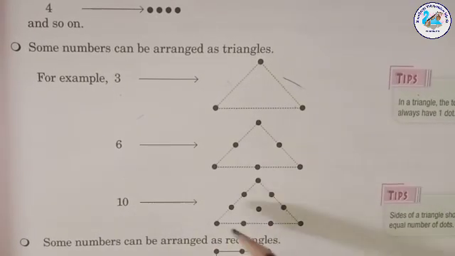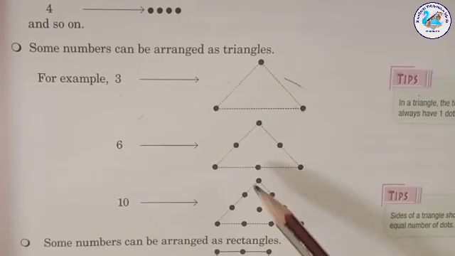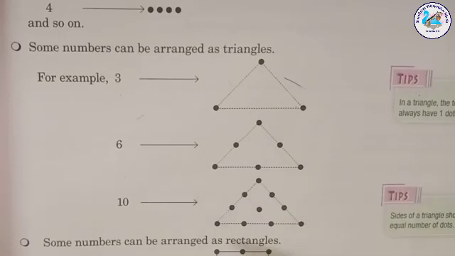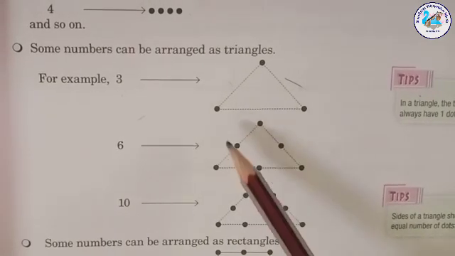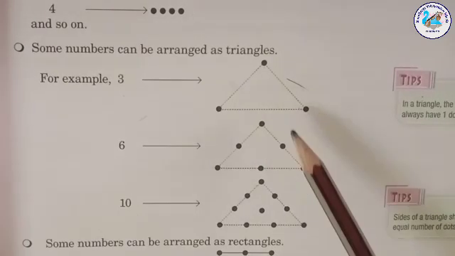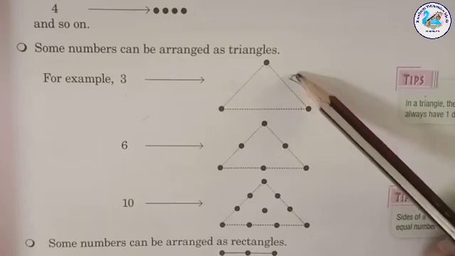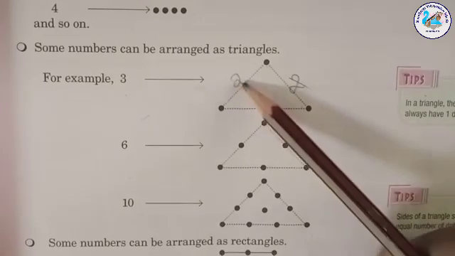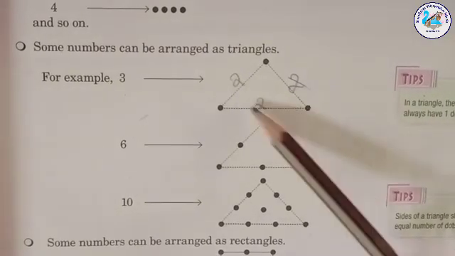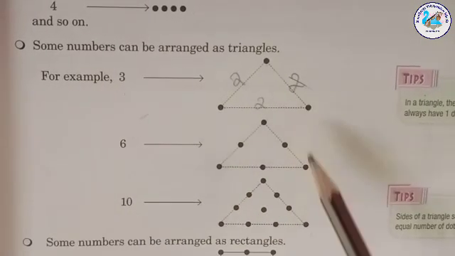In a triangle, the top row should always have only one dot. Then these are the sides of a triangle. The sides of the triangle should have equal number of dots. Here 2, here 2, here 2. So all the sides are equal.